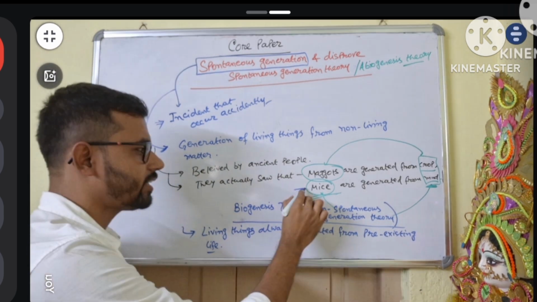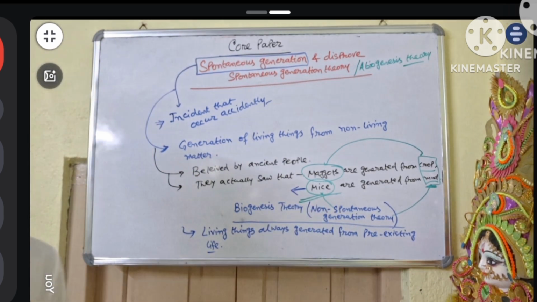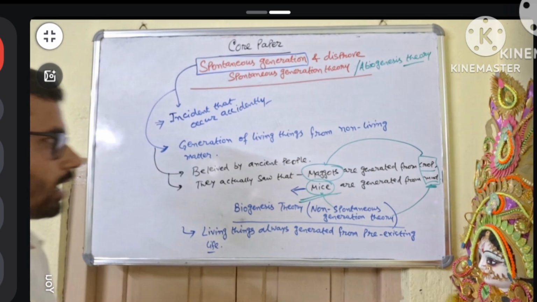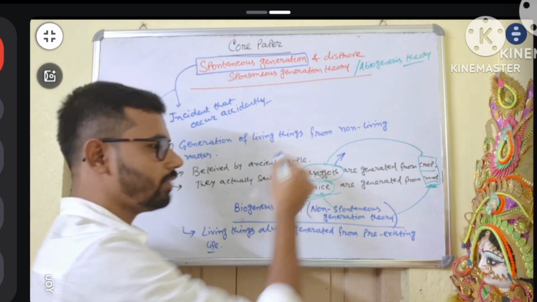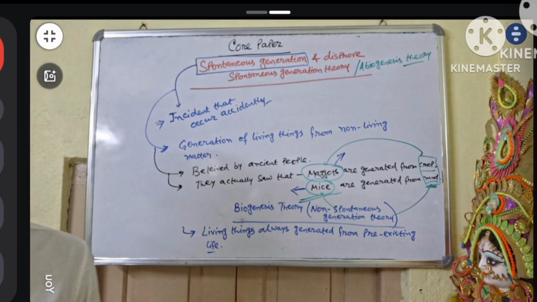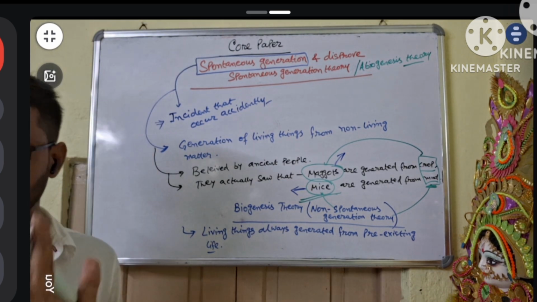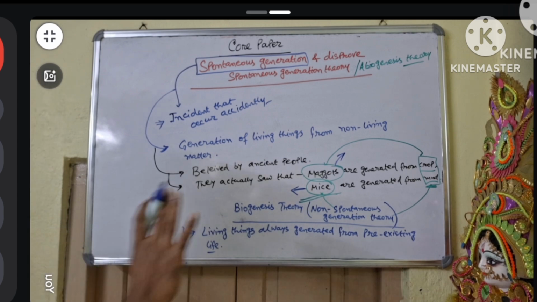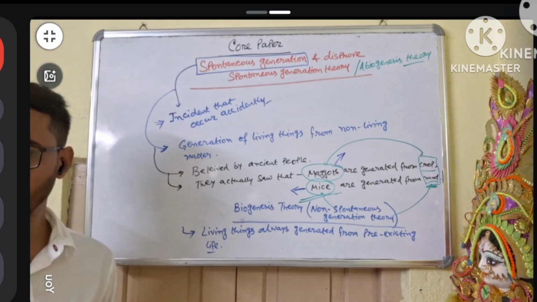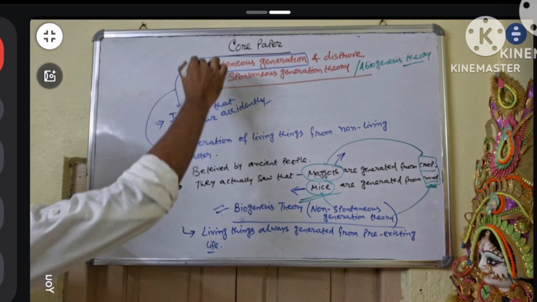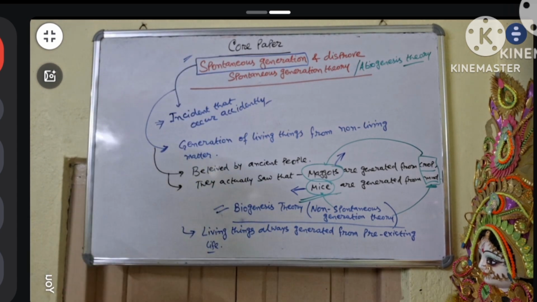So mice can only be generated if parental mice are there. Yes or no? Maggots can only be generated if parental flies are there. So that is the concept of biogenesis theory. At that time, two theories were available. So which one is more correct? What will you say? Biogenesis theory. But the majority of people believed in the spontaneous generation theory at that time.